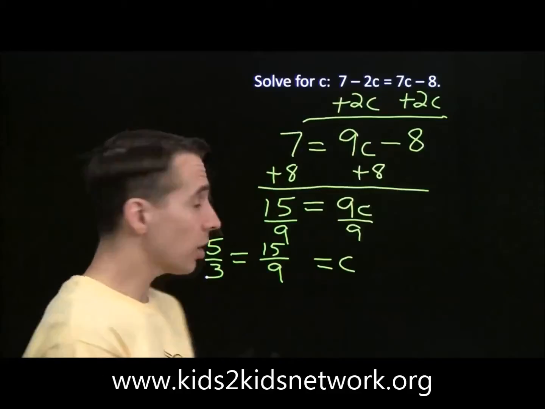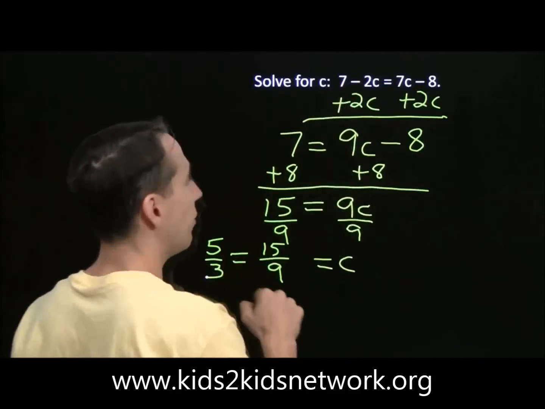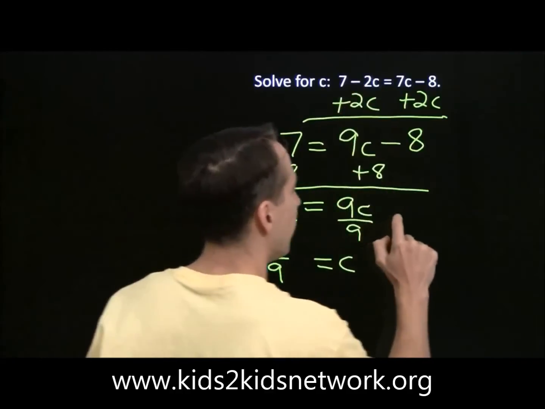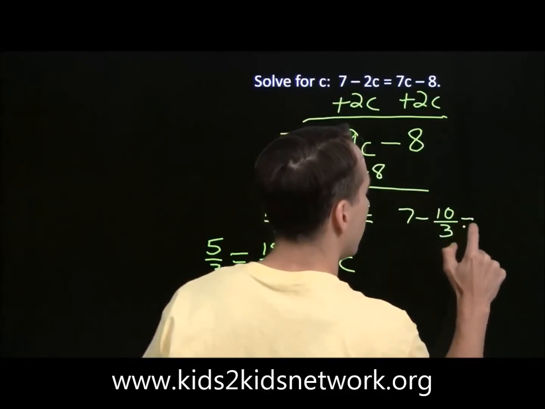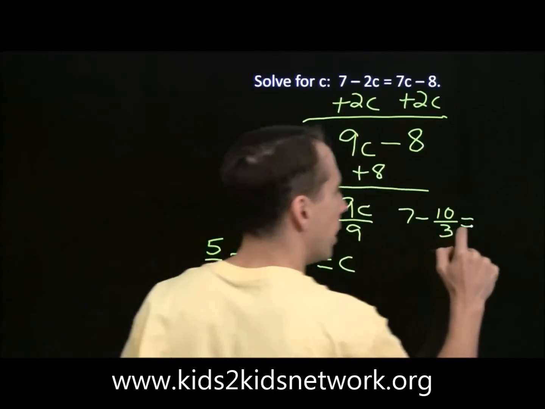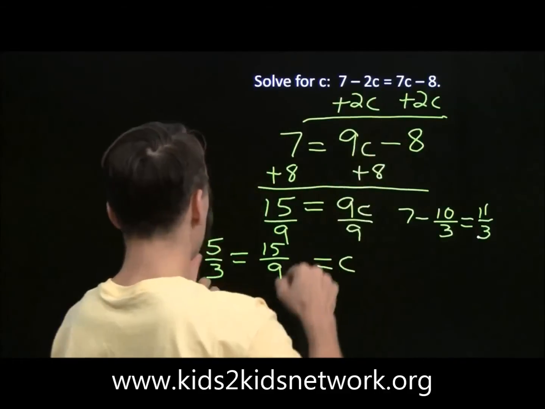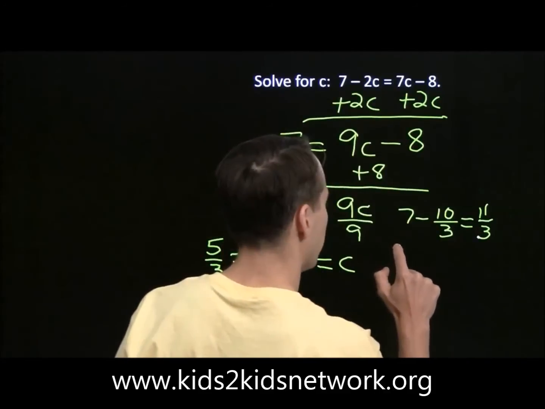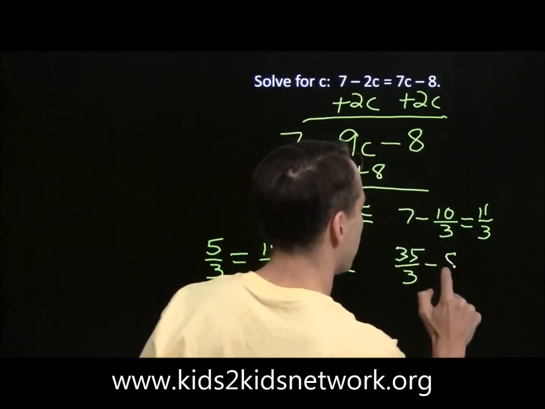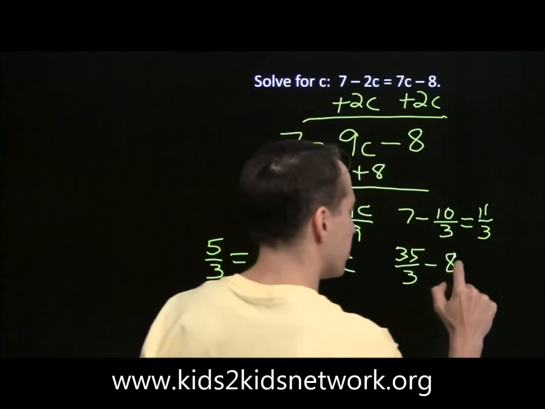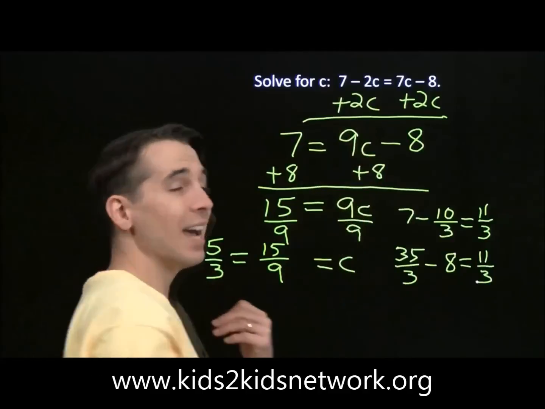Now, once again, we can check our answer. We can take this 5 thirds and we put it up in our original equation. So if we put 5 thirds in here, we have 7 minus 10 thirds. Well, 7 is 21 thirds, so 21 minus 10, that's 11 thirds. Then over here we have 7 times 5 is 35 thirds, minus 8. 8 is 24 thirds, so sure enough, once again, we get 11 thirds. Our answer checks out, and we're done.